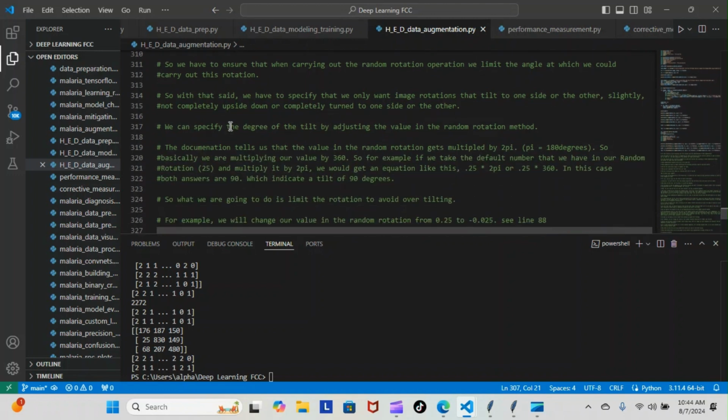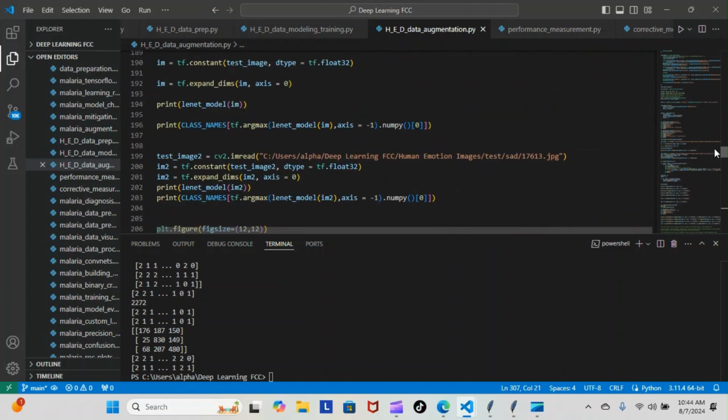Let me go down here. And the documentation tells us that the value in the random rotation gets multiplied by 2 pi. Pi equals 180 degrees. So basically, we're multiplying our value by 360. So for example, if we take the default number that we have in our random rotation, which is 0.25, and multiply it by 2 pi, we get an equation like this: 0.25 times 2 pi, or 0.25 times 360. In this case, both answers are 90, which indicate a tilt of 90 degrees. And let me show you what that looks like in the actual code.